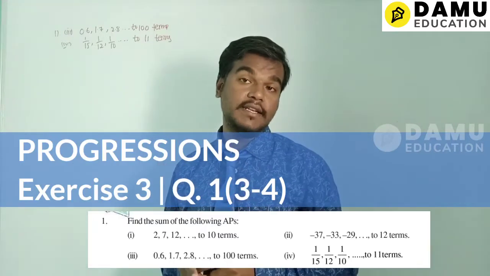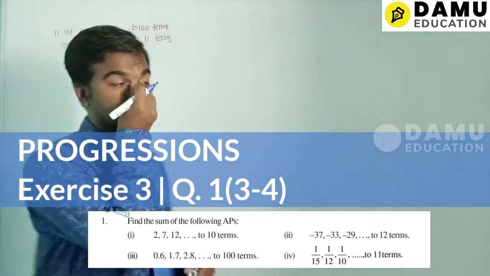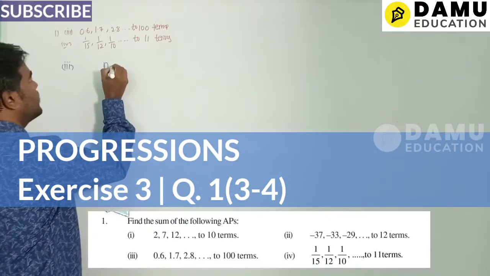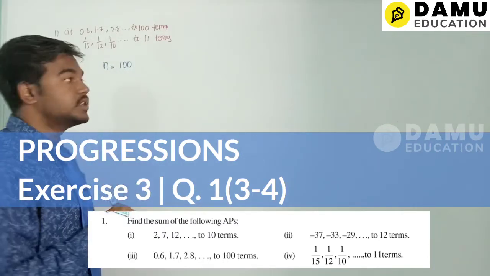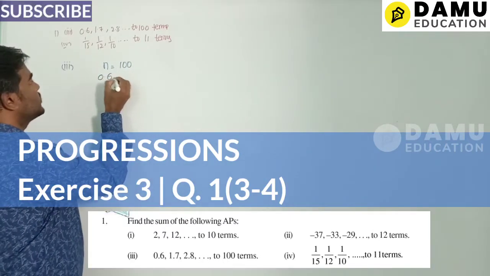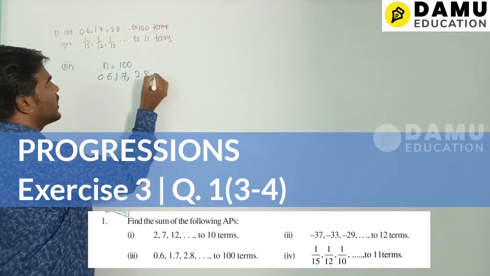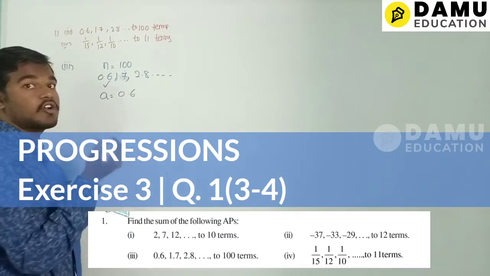So we have to find first the sum of 100 terms. What is the third one? Let's take it. Here n will be equal to 100, that is 100 terms. Then what is the series? 0.6, 1.7, then 2.8 and so on. What is the first term? a will be equal to 0.6. Then what is the common difference?